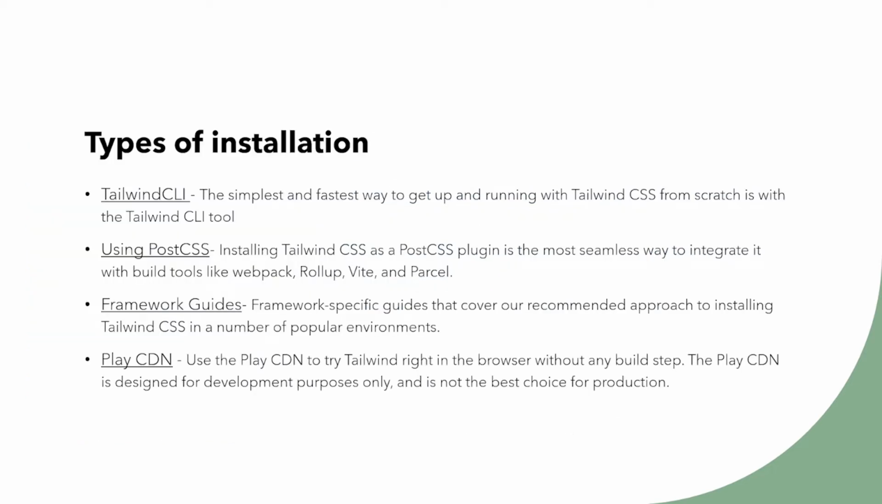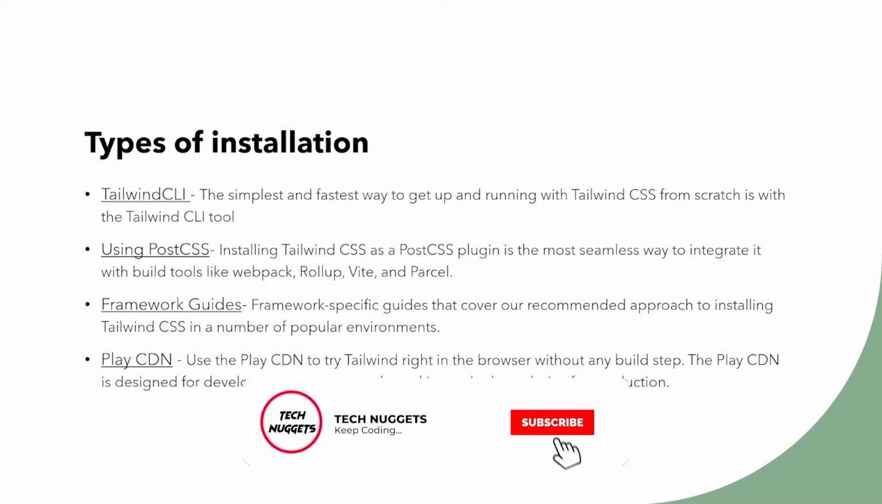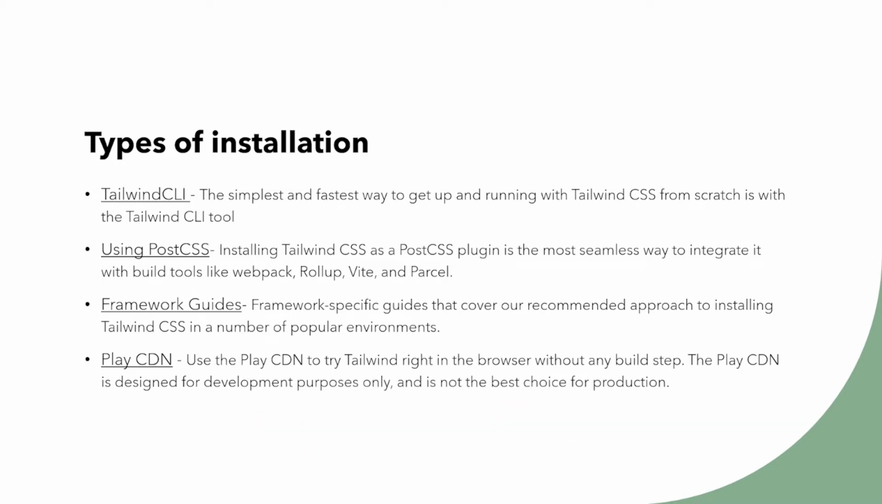Okay, let's see what are the types of installation we have for Tailwind CSS. One is Tailwind CLI. The simplest and fastest way to get up and running with Tailwind CSS from scratch is with the Tailwind CLI tool. So in this video, I'm going to cover option one, that is Tailwind CLI. What other options do you have? Using PostCSS, that is installing Tailwind CSS as a PostCSS plugin, is a more seamless way to integrate with build tools like Webpack, Rollup, Vite, and Parcel.